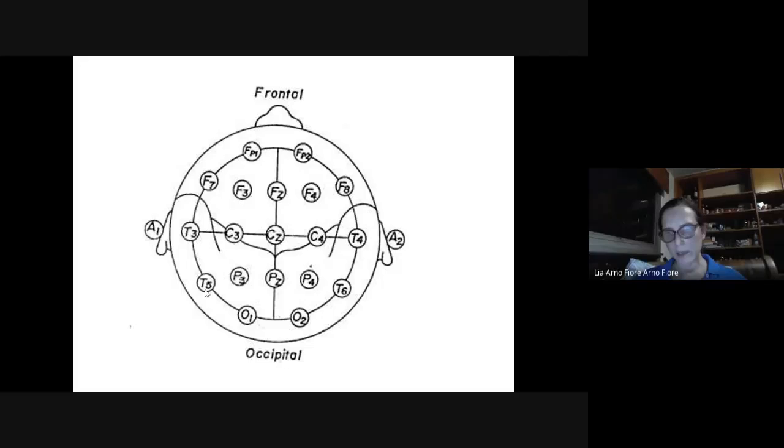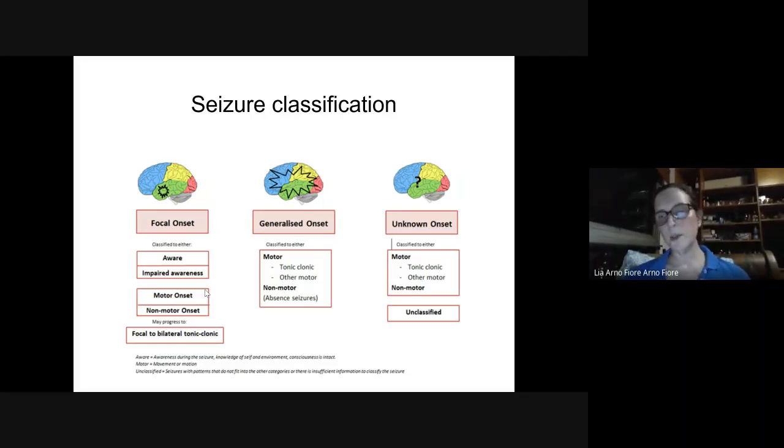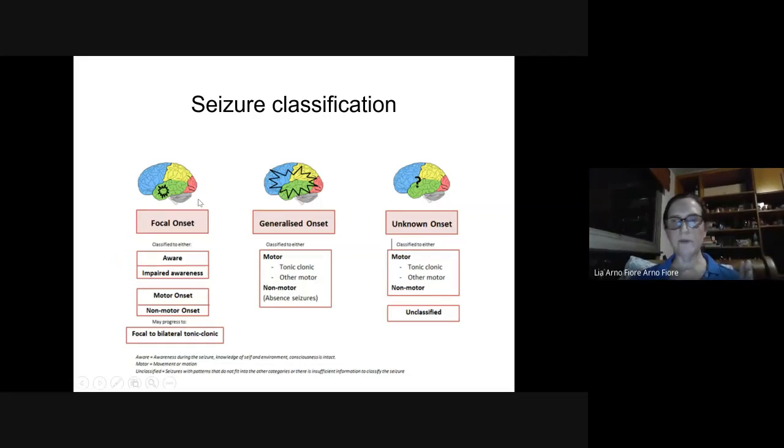Okay, just for those that are not acquainted with seizures, seizures can be epileptic seizures, right? They can have a focal onset when they start in only one part of the brain, or a generalized onset when they start in the whole brain, where the whole cortex is involved from the beginning.